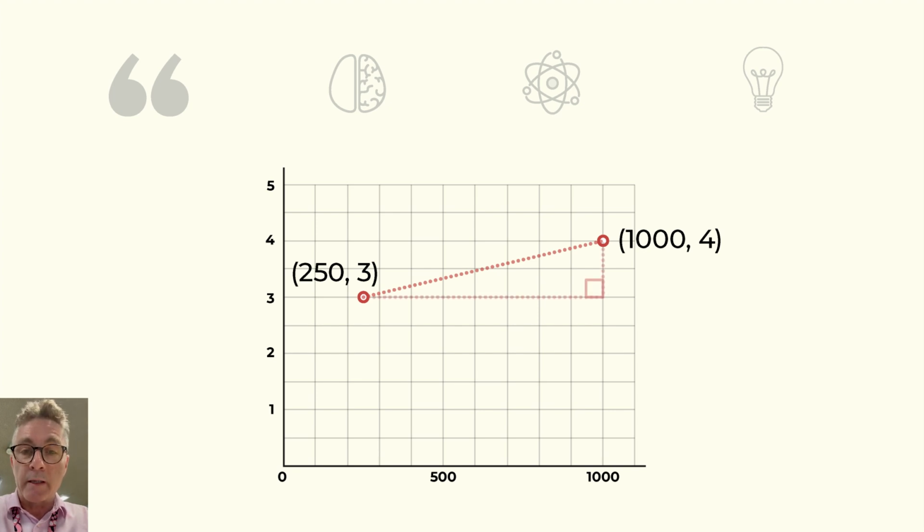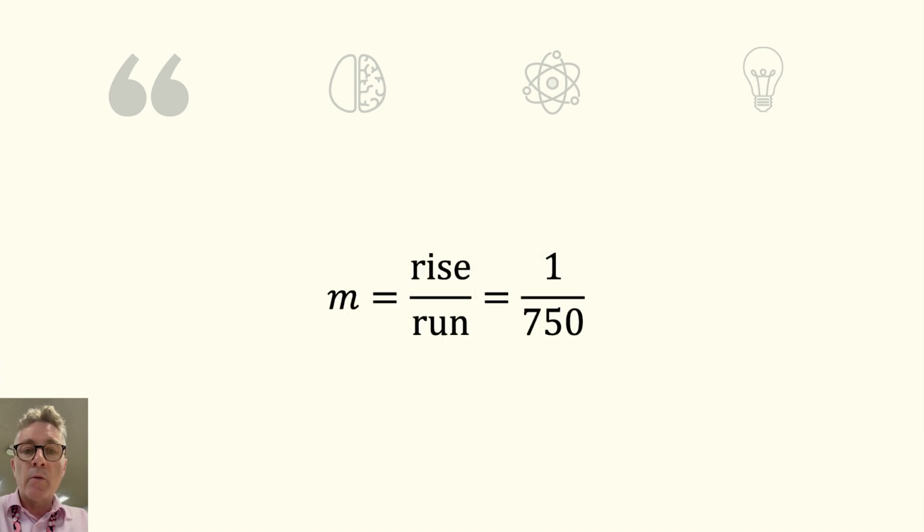a right-angled triangle here. From 250 to 1,000 kilometres, we have lost 1 millimetre of tread, which is to say the rise on this gradient is 1 unit. And the difference between 1,000 and 250 is 750 kilometres. So the gradient is 1 over 750. What that means is we lose a millimetre of tread for every 750 kilometres on the track.